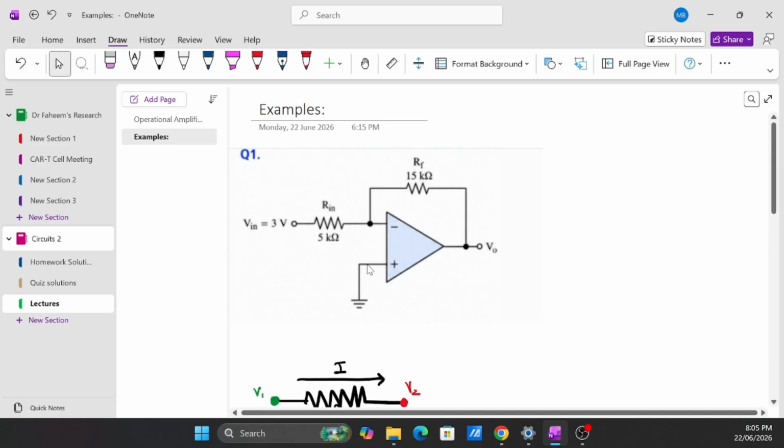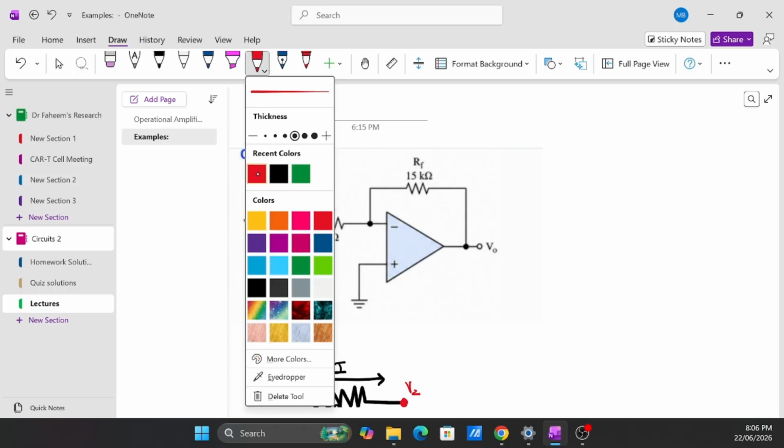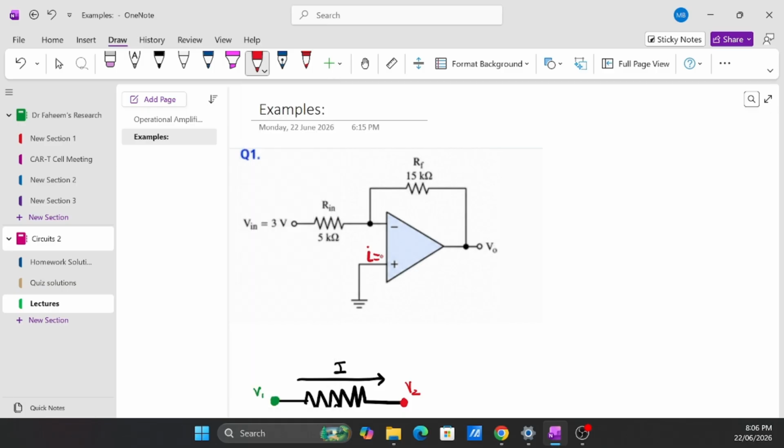And what are the three steps of analyzing an op-amp circuit? So first, we're going to know that this is the non-inverting input and this is the inverting input. The current that goes through these inputs is 0 amps. So there is no current that goes through these.